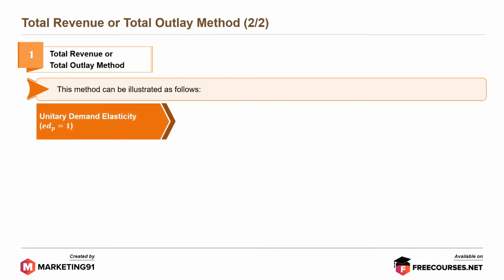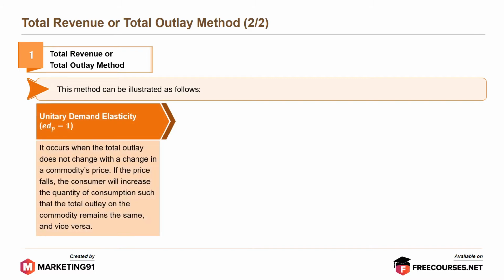First, unitary demand elasticity. It occurs when the total outlay does not change with the change in a commodity's price. If the price falls, the consumer will increase the quantity of consumption such that the total outlay on the commodity remains the same and vice versa.